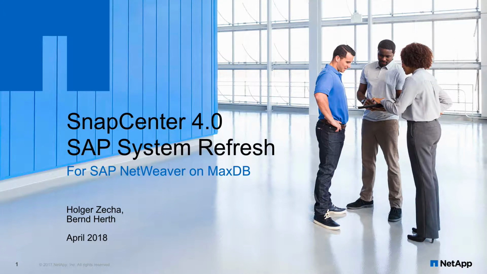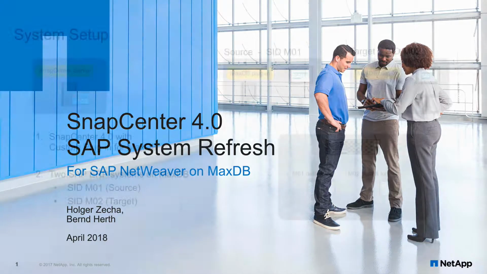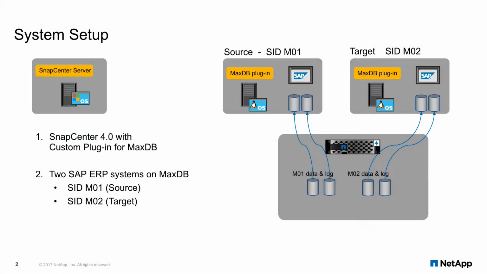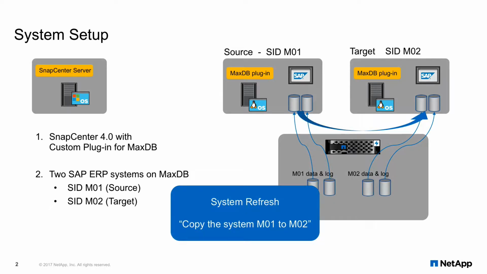Together with my colleague Holger Zecher, we have created a video to show the system refresh workflow using SnapCenter and an ERP system based on MaxDB. In our example, we have two SAP systems, SID M01 and SID M02, based on MaxDB, and we want to refresh the system from the source M01 to the target M02.